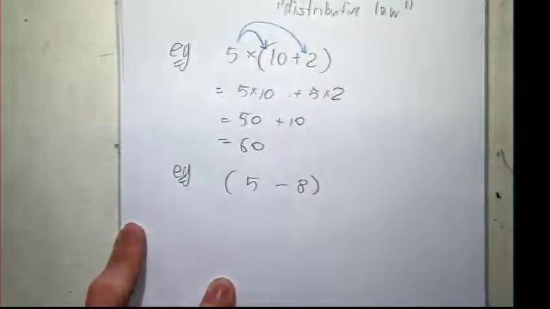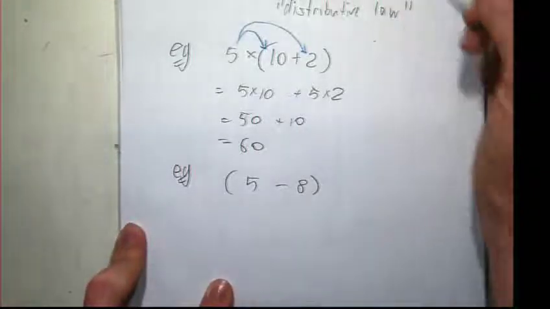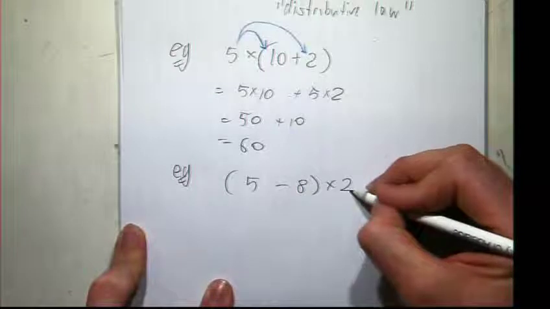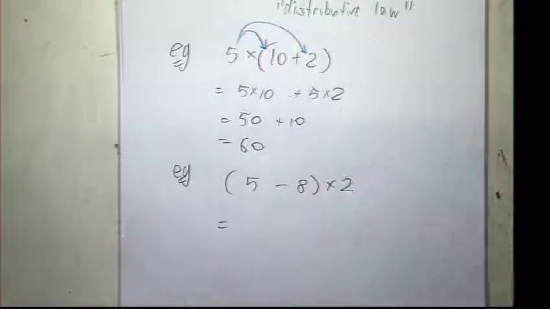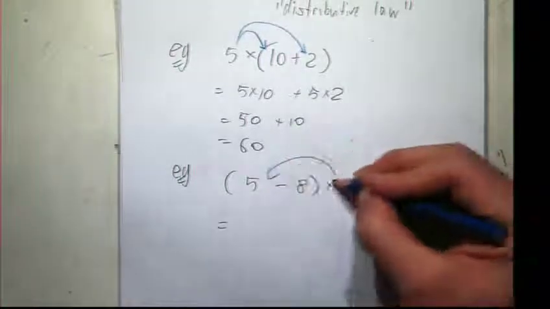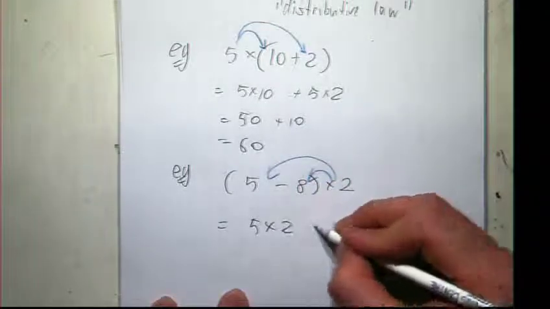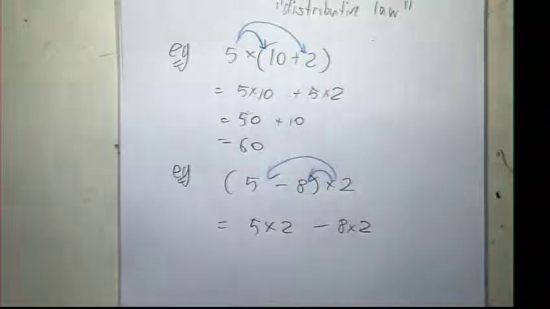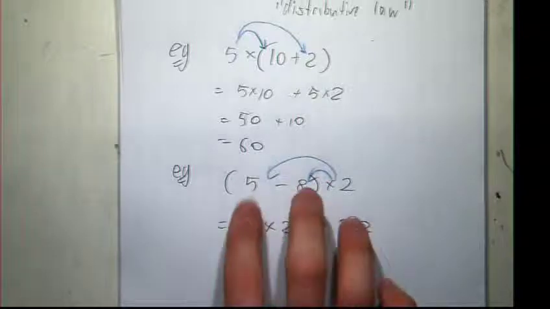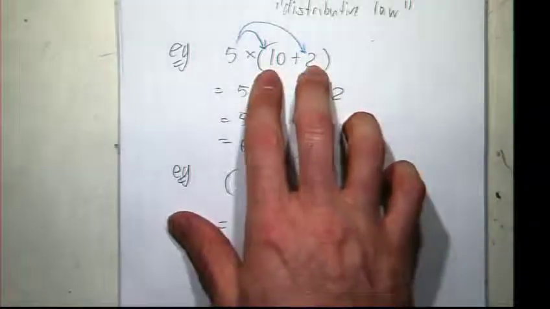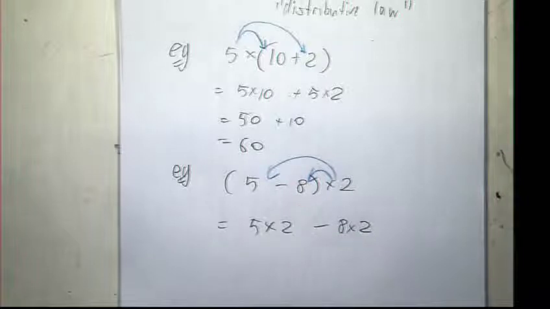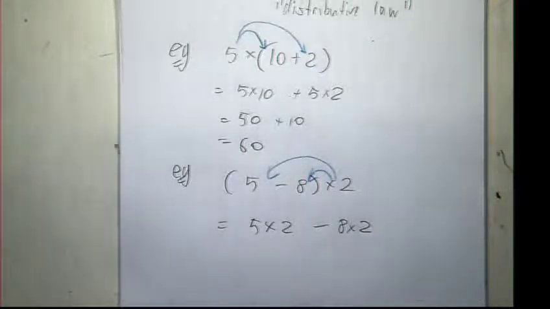It works even if there's a minus as well. So the 2 will attach itself to both the 5 and the 8, and it won't change what the answer is. Now, to be fair with this one, it was easier to calculate it beforehand. It's probably easier to calculate it as like minus 3 times 2. But with some things, if you're going to do it mentally, it's easier to do it a different way.